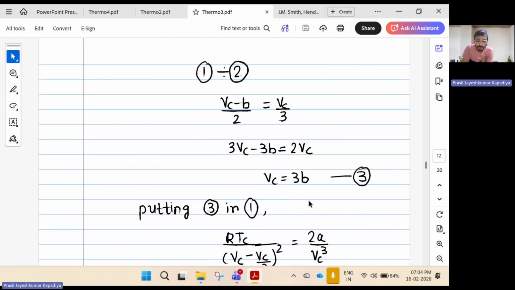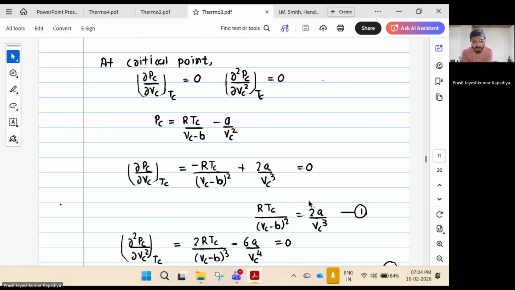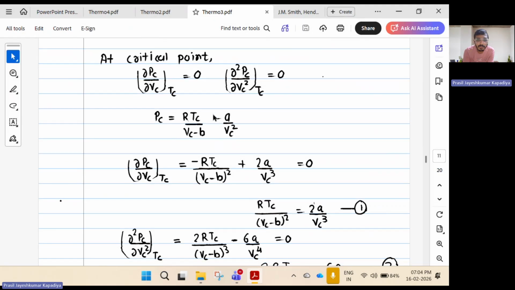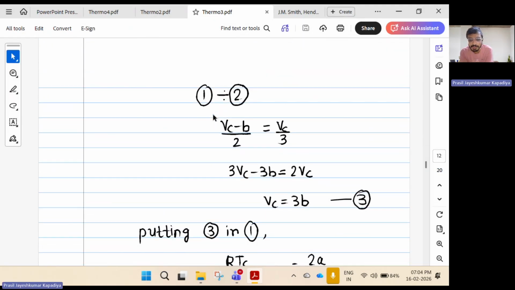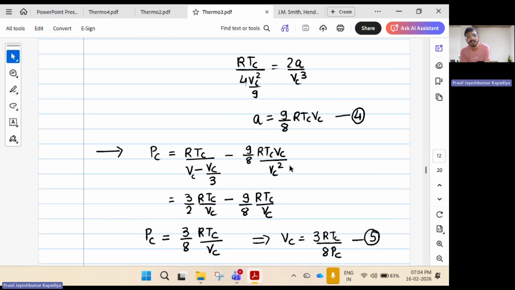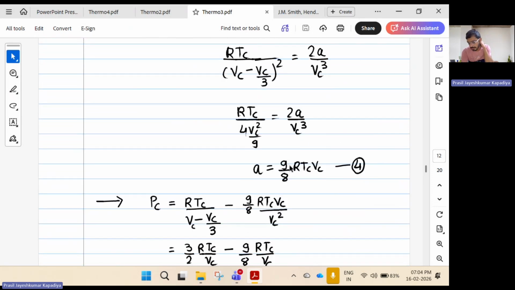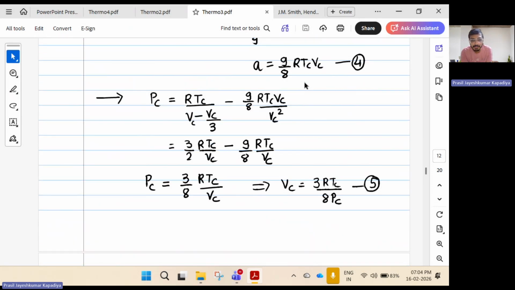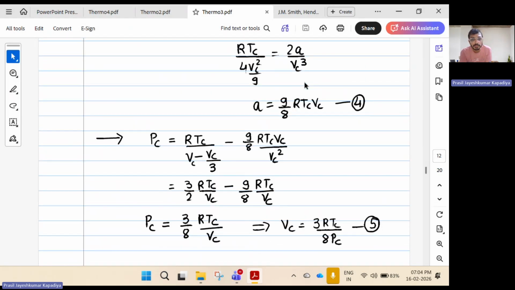And if I put VC equal to 3B, or B equal to VC by 3, in the original Van der Waals equation, we find out that A is nothing but 9/8 RTC VC. Now in practice, VC is difficult to measure. So we try to find A and B in terms of PC and TC.